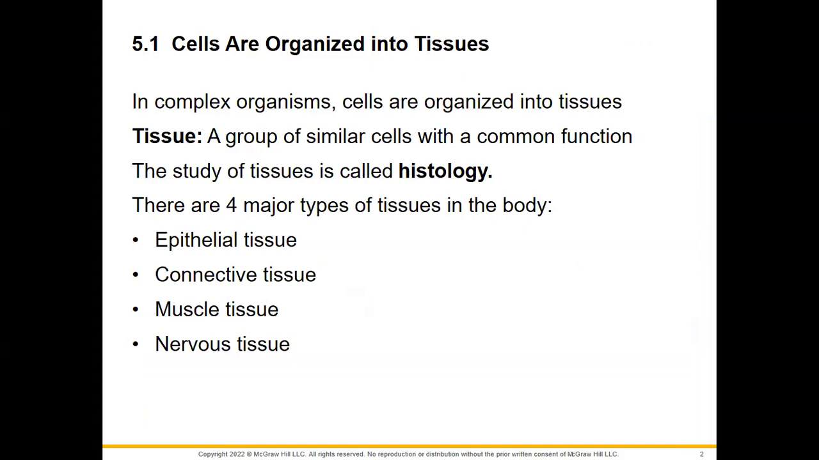So if you're going to study tissues, then you are going into a field called histology. Histo meaning tissue, and of course, ology meaning the study of. There are four major types of tissues in the body. So as you are studying, these are basically going to be the four tissue types that create all of the tissues in the human body. You have epithelial tissue, connective tissue, muscle tissue, and nervous tissue.